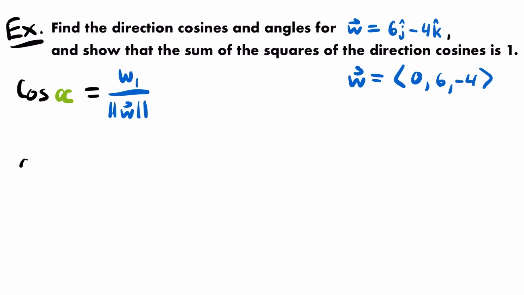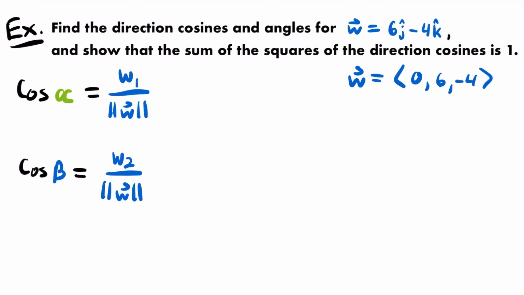Then our second one will be cosine of beta, and that is the angle that our vector makes with the positive y-axis. And so that will be equal to the y component of w2 divided by the magnitude of vector w. All right, so if we want to find the angle that our vector makes with the positive y-axis, we want to take the y component of our vector and divide it by the magnitude.